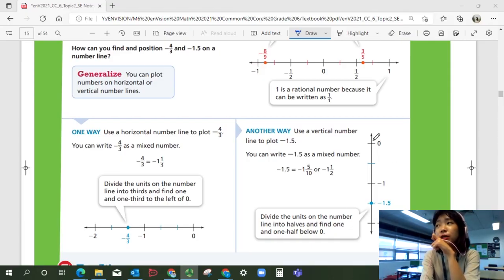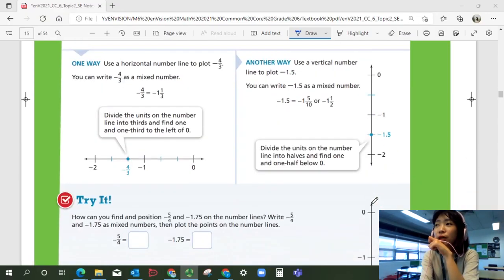Another way you can plot it is on a vertical number line. So from 0, you're going to go down instead of left. All negative numbers are below 0. So you can write negative 1.5 as a mixed number, negative 1 and 1/2, right? And then you can divide your units into halves and go 1.5 below the 0 on the number line. Okay, that's how you graph negative rational numbers on the number line. So now it's your turn.